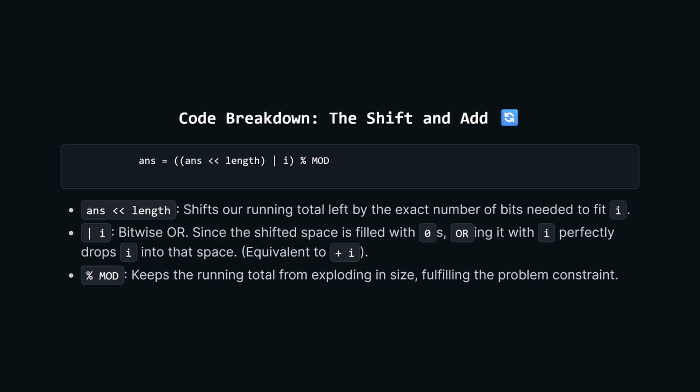We take our running answer and shift it to the left by our current length variable. This creates a block of empty zeros at the end. Then, we use the bitwise OR operator with our current number I. Because we are dropping our new number into a space full of zeros, using OR here does exactly the same thing as addition, but it's computationally a tiny bit faster. Finally, we wrap all of that in parentheses and take the modulo so our answer stays manageable.